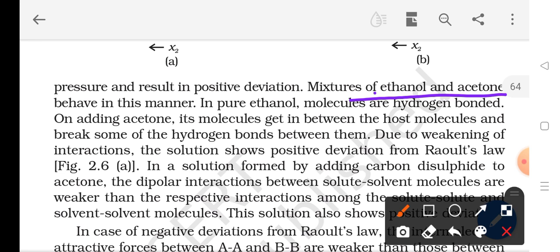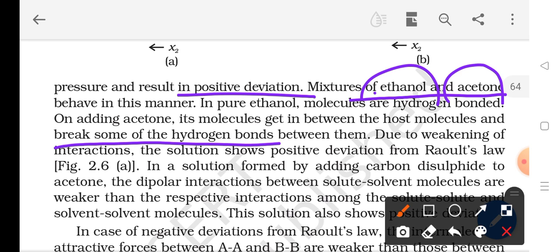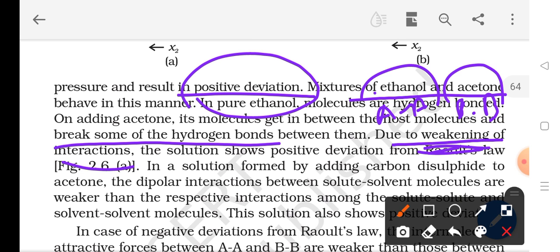It's an example of positive deviation. What happened if we are going to add ethanol in acetone? Some of that hydrogen bonding could break, okay. Some of the hydrogen bonds should break. So since hydrogen bond is broken, this bond becomes weak. The bond interaction between these two becomes weak. So before, AA interaction is stronger, BB interaction is also stronger, but after mixing them, the new bond should be weak, and since the new bond is weak, that undergoes the positive deviation case, okay.